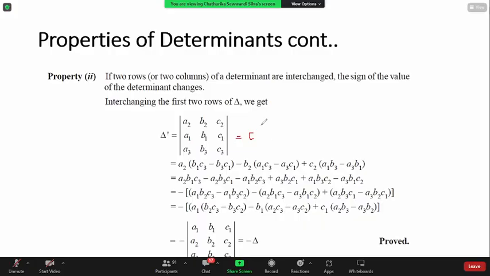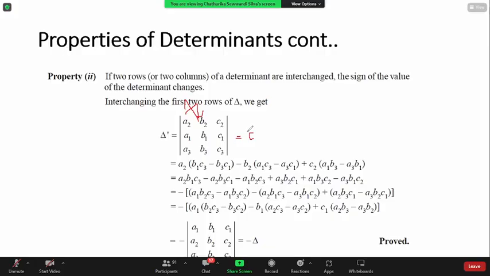Determinant is C. So after finding the determinant, I'm doing the exchange. Right now, I'm exchanging two columns, and then again I'm calculating the determinant. Right, definitely. So the answer I get is minus C. Not C, but minus C.